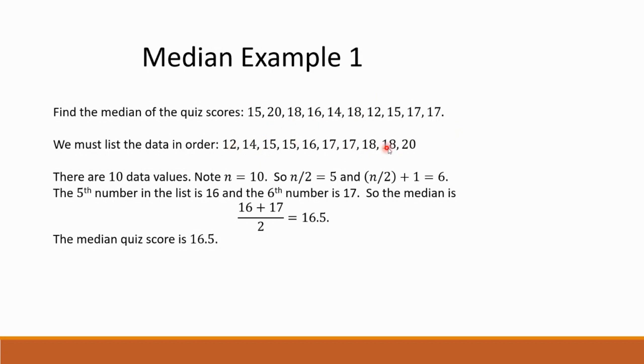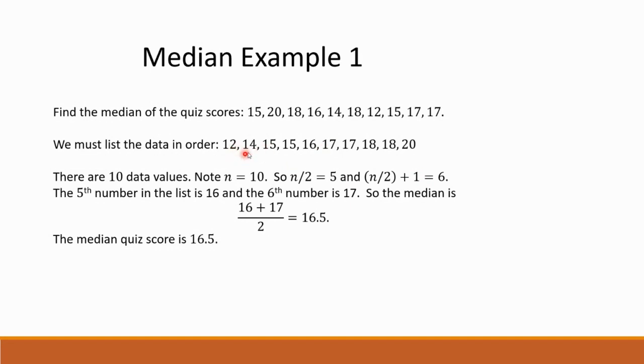Notice there are 10 data values. We would count them. That's great, because now we know n is even, n is 10. So we divide by 2 to get 5. Add 1 to that, we get 6. So you want to look at the two numbers, the one in the fifth position and the one in the sixth position, or the fifth number and the sixth number from the bottom.